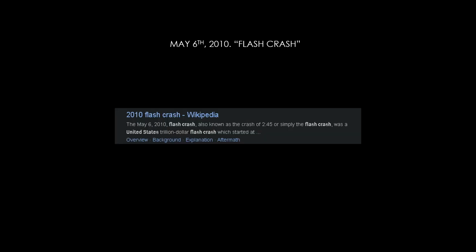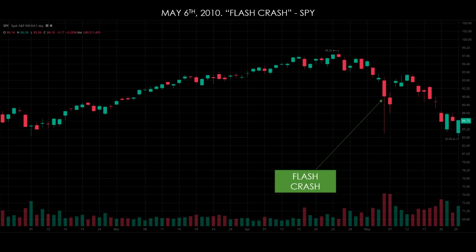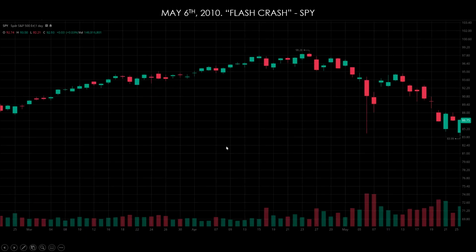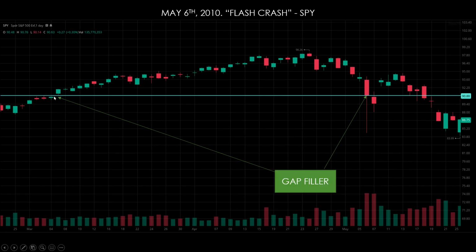So, May 6, 2010, there was a flash crash known as the crash of 2:45, or simply the flash crash. It was a $1 trillion flash crash which took place on May 6th, 2010. This is the chart. This is the candle in question. This is the flash crash. Again, look at this long wick. Now, look to the left. Where could a gap be that this wick filled? Now, this is where it gets interesting, because when you add in the line, the gap was right here.